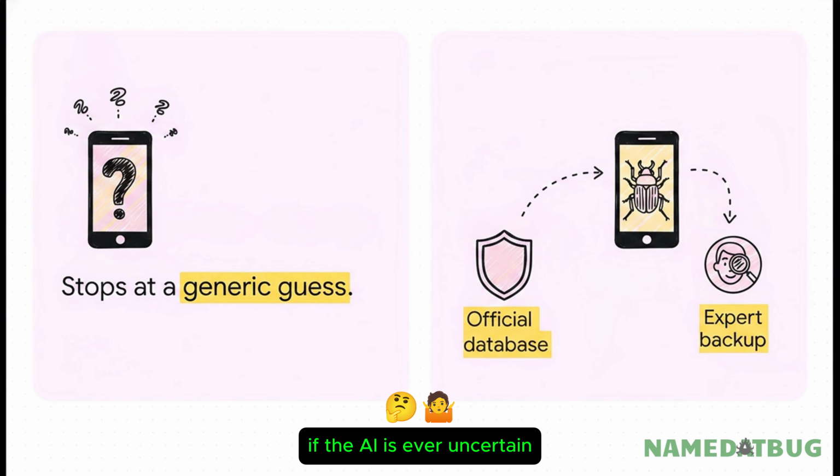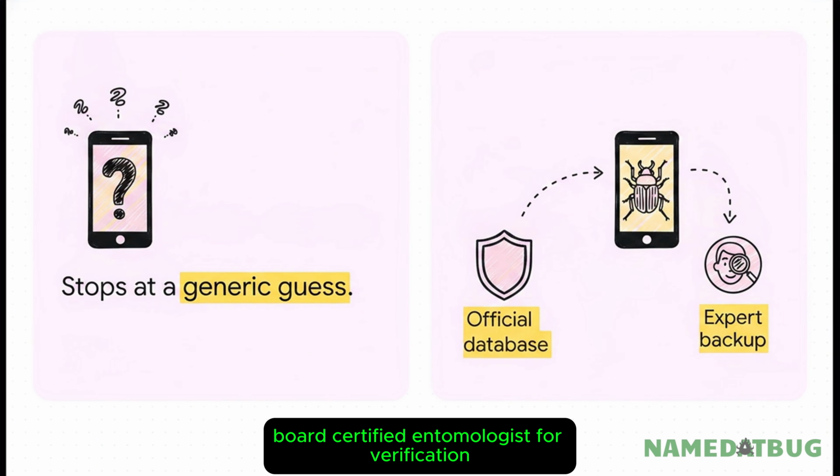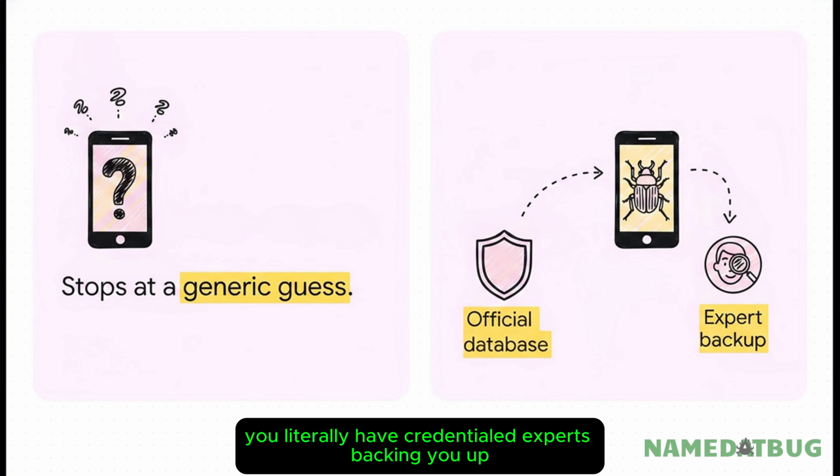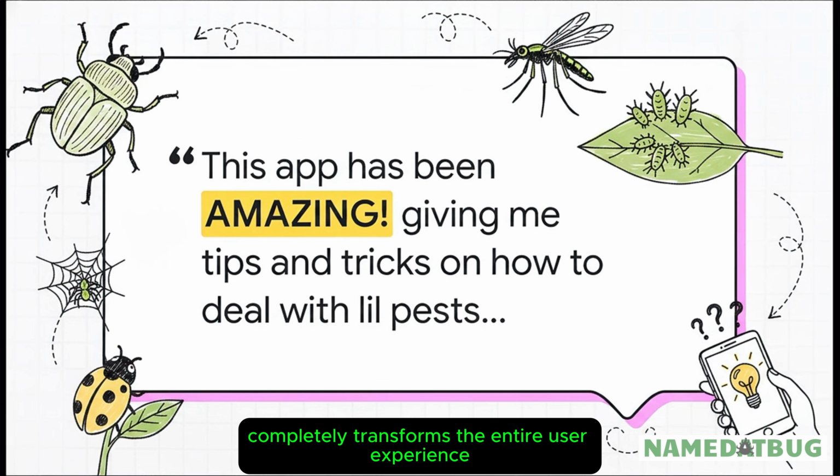And this is the real game changer. If the AI is ever uncertain, your case can be escalated directly to a real human, board-certified entomologist for verification. You literally have credentialed experts backing you up. And having that expert backing, it completely transforms the entire user experience.